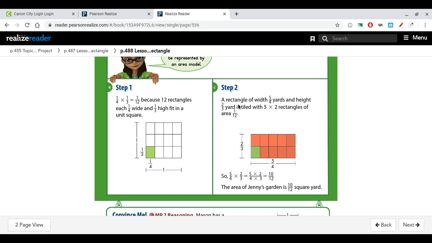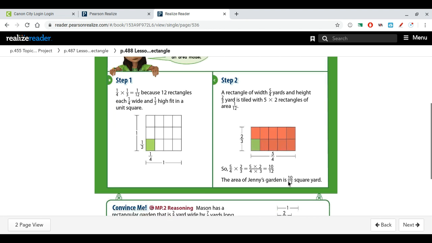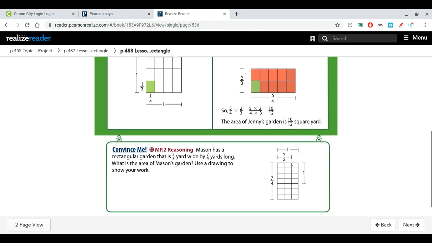Okay, a rectangle with a width of 5/4. So take a look. Here's my width of 5/4, and a height of 2/3 is going to be tiled with a 5x2 rectangle, with each one of these representing 1/12. So the area of Jenny's garden is 10/12 square yards.